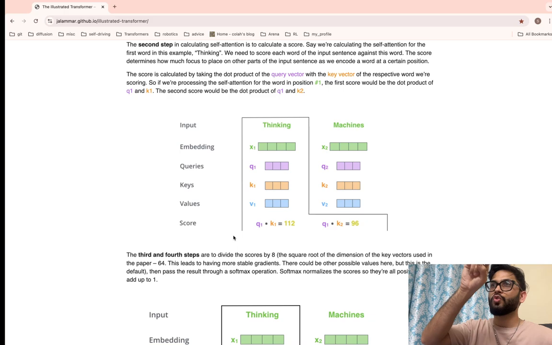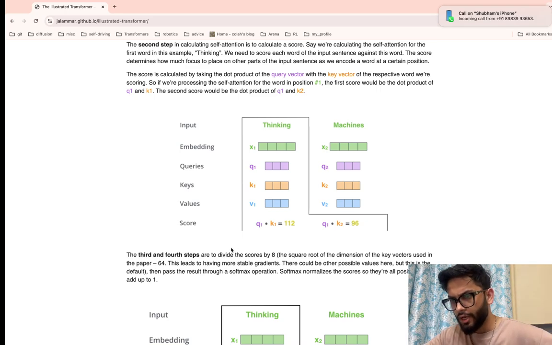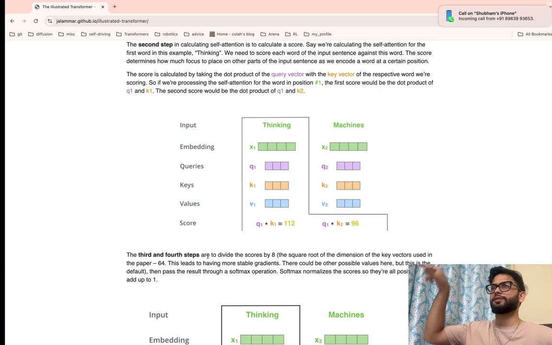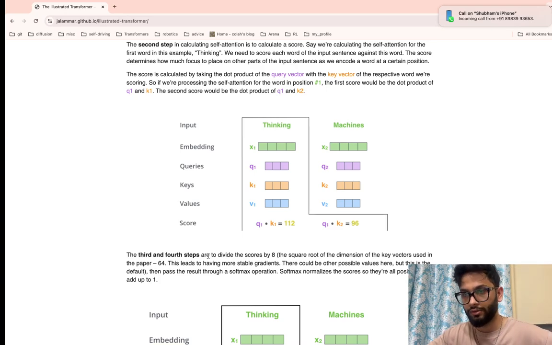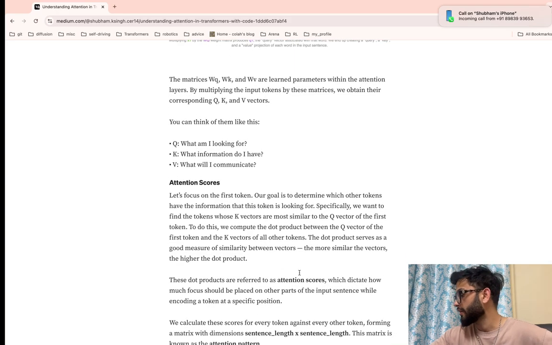So just like I did Q1 with K1, Q1 with K2, Q1 with K3, I'll do it for Q2 as well. Q2 with K1, Q2 with K2, and then Q2 with K3 until K50. I'll do it till the end. So I'll end up with a matrix, sequence length by sequence length. That matrix is called the attention pattern. Yeah, that is what attention pattern is.